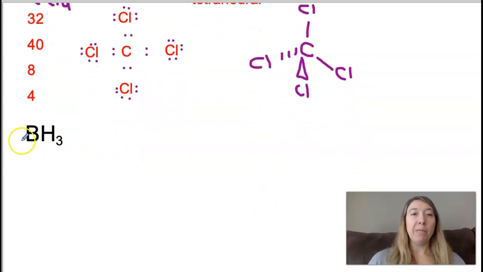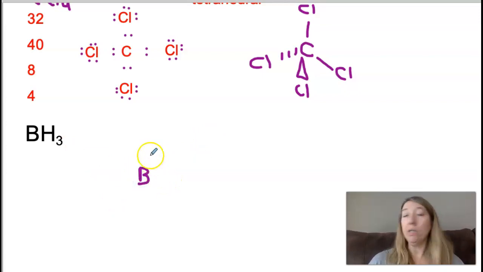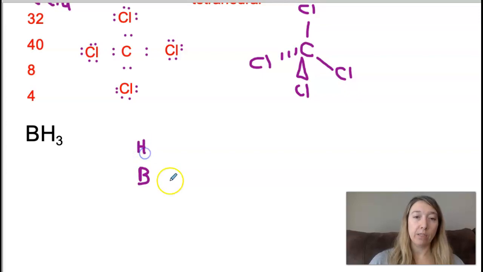Okay, then we have BH3. If I were to draw the dot diagram for that, I have boron, right? And remember, boron is an exception. It only wants a total of 6 valence electrons. And then we have our hydrogens, right? We have 3 of them.